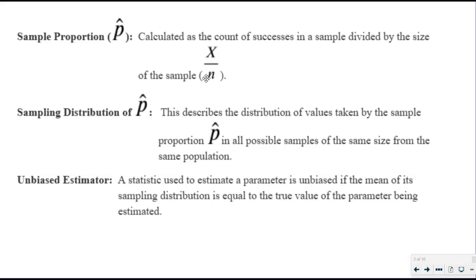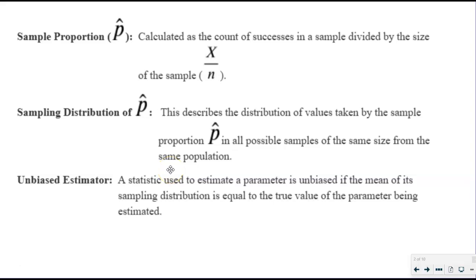Now, the sampling distribution of this is the distribution of values taken by the sample proportion in all possible samples of the same size from that population. We've seen that before because we did an example of that in class for 7.1, which deals with the idea of a sampling distribution. The reason we do this is so that this distribution can show all the possible values, and we're also trying to get this idea of an unbiased estimator.